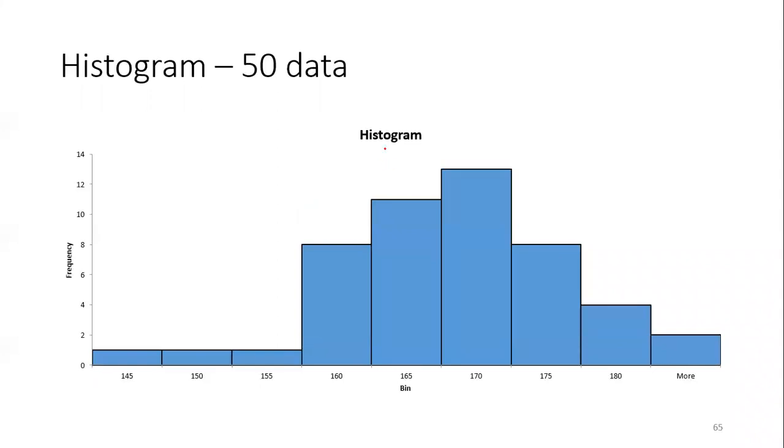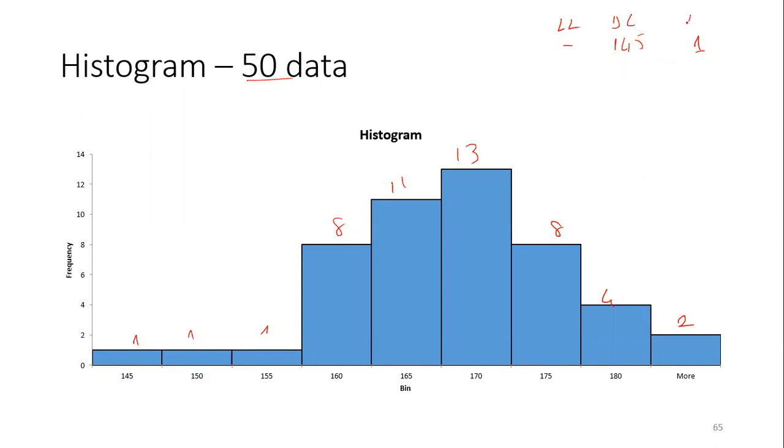So this is the histogram of 50 students. This is one, this is eight, no, this is 11, this is 13, this is eight, this is four, and this is, I'm not sure, two. So what we do is make the histogram of 50 students in terms of their heights. Let's say this is the lower limit and this is the upper limit. Okay, there is no upper limit.